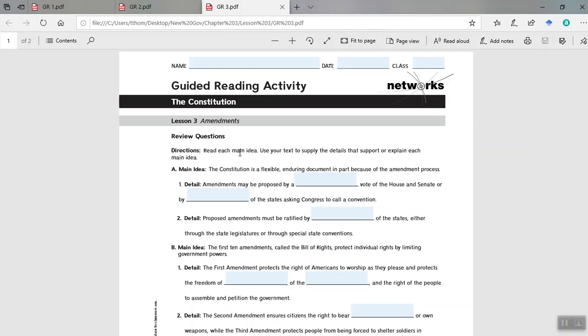Guided reading. The Constitution is a flexible, enduring document, in part because of the amendment process. Amendments may be proposed by a 2/3 vote of the House and Senate or by 2/3 of the states asking Congress to call a convention. Right here, proposed amendments must be ratified by 3/4 of the states, either through state legislatures or through special state conventions.